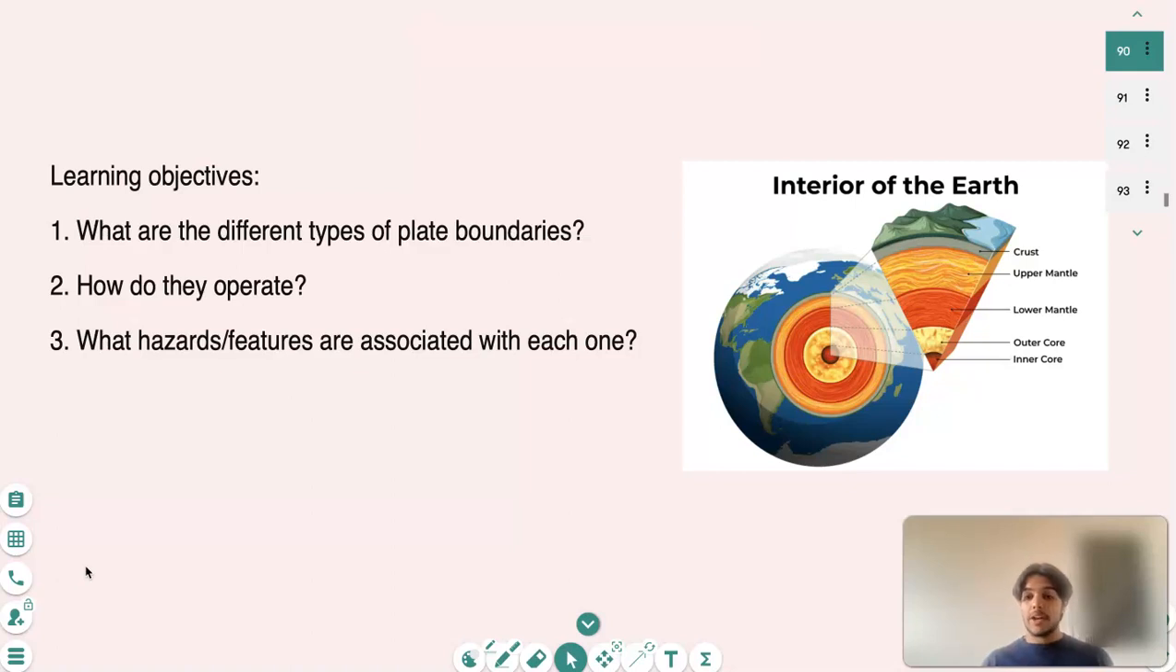So in today's lesson, we'll be learning about the different types of plate boundaries, how they work, why they're important, and some of the different types of features that are associated with each one.